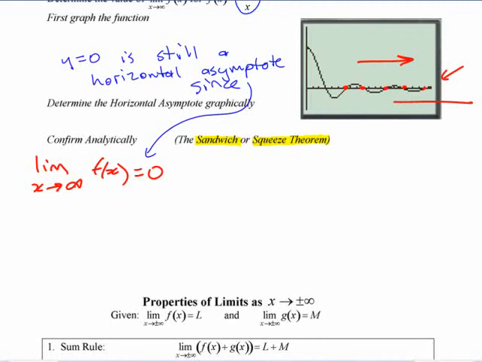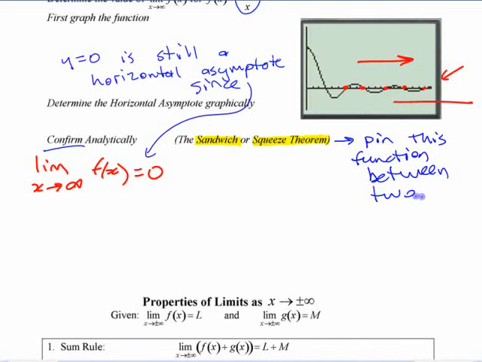If you want to prove something, like you can see from the graph, it's going to trail off to 0 here. But if you want to prove something or confirm it, you can't just say, oh, look at the graph. The graph isn't a proof of anything. But what you can do is pin it in between two functions where it's really easy to see what the limit is. So what this sandwich theorem means is pin this function between two others, or squeeze it in between two others, two others that have the same limit.